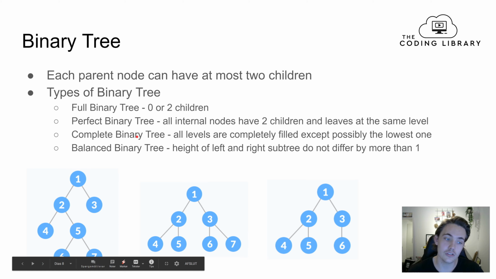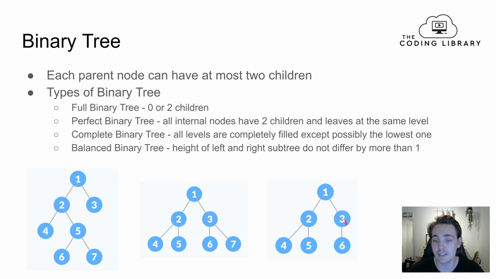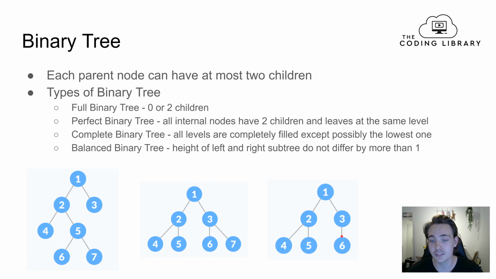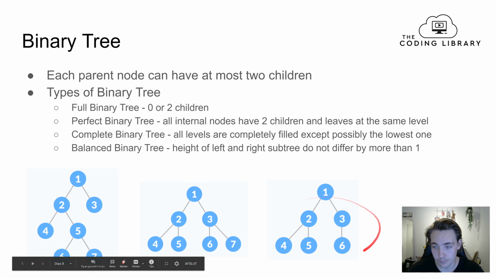And we can also have a complete binary tree, where all the levels are completely filled except possibly the lowest one. So we need to have a perfect binary tree at the top, but at the bottom we have the possibility that the lowest level of the tree is not completely filled.